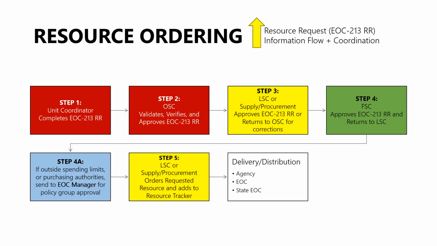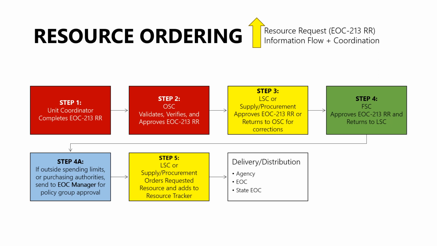How do we order resources? What is the process of the information coming into the EOC to order the resource, to the resource getting out into the field where it's needed? So in 213RR, a 213 resource request form, is going to be completed by the unit coordinator. They've received the request from the field. They're filling in all that information that is needed: what type of equipment they're using, that resource typing to determine all of the other pieces that are needed for that. We want to make sure, again, we're ordering the right equipment.